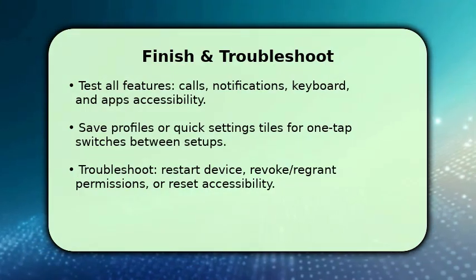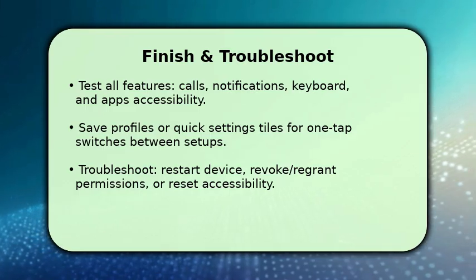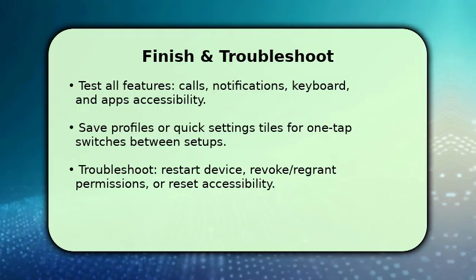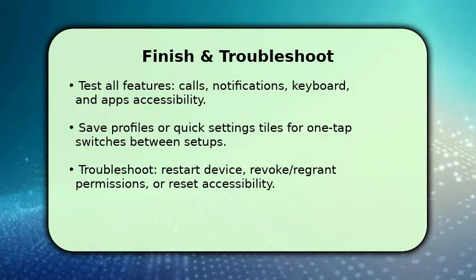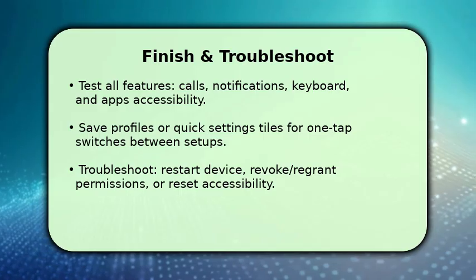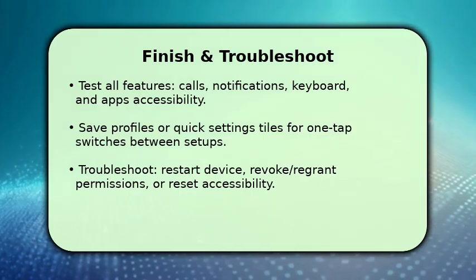Finally, test the accessibility setup across calls, notifications, and commonly used apps so you confirm behavior in real scenarios. Save profiles or add quick setting tiles to switch configurations fast when tasks change. If something misbehaves, restart the phone first, then revoke and regrant the accessibility permissions for the affected service.